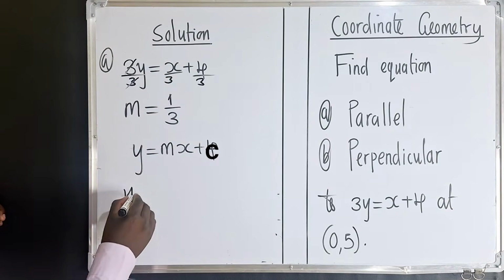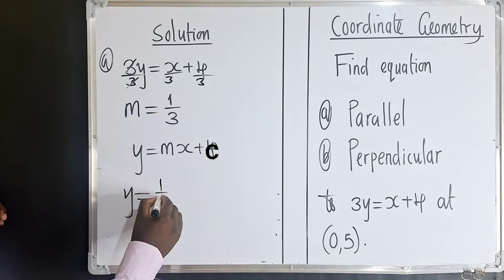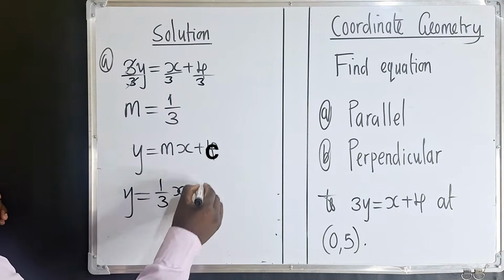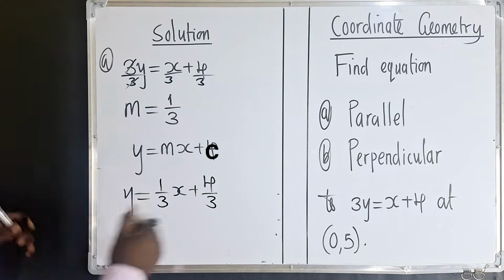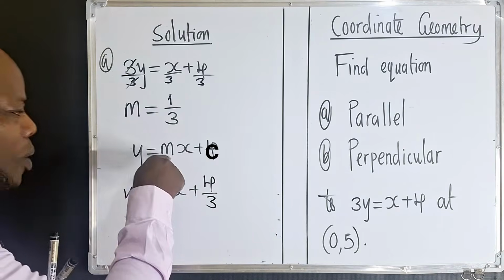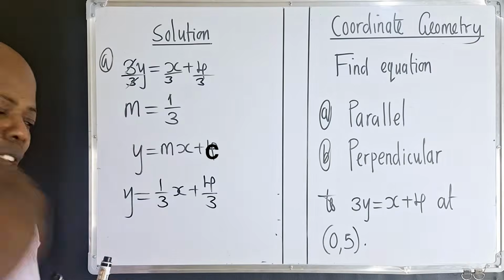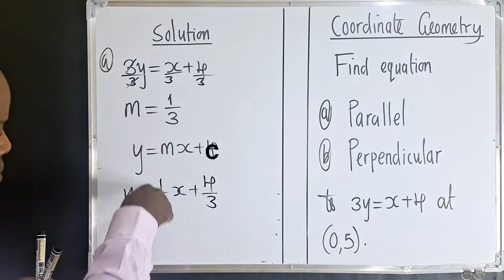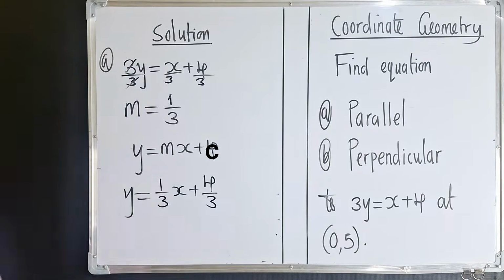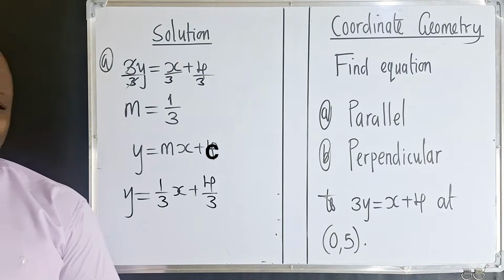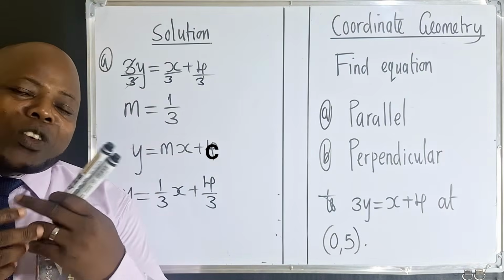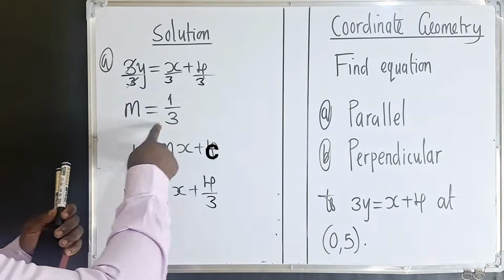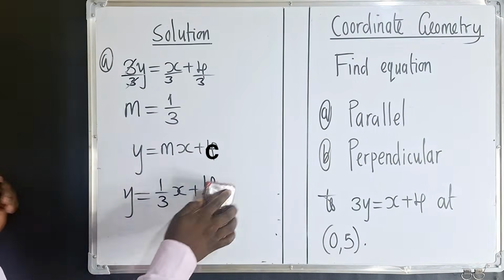We shall remain with y is equal to 1/3 x plus 4/3. And of course we know that what is here is our m, and that's a gradient. So just get now what you're able to see here, that's your m for the first question. Okay, so we've now found the gradient, which we need to use for us to find the equation parallel.